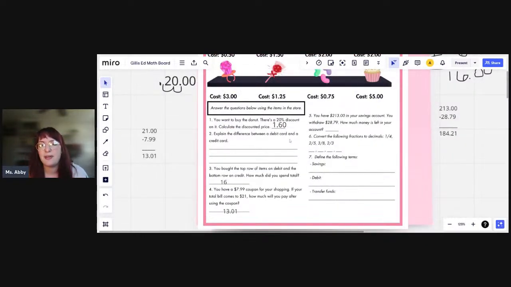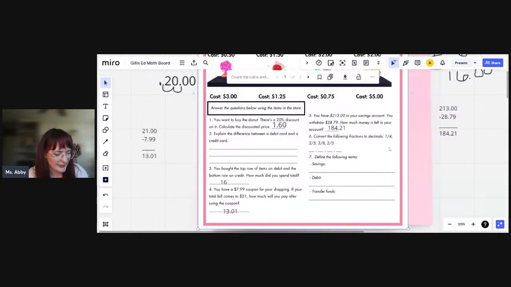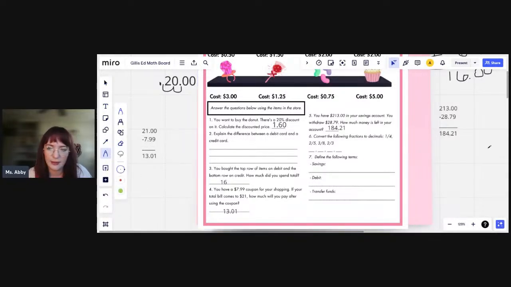And so after that, we have number 6, which is going to ask about converting fractions to decimals. To convert a fraction to a decimal, you're going to divide the numerator by the denominator. So let's take 1/4, for example. For 1/4, you are going to take 1 and divide it by 4.